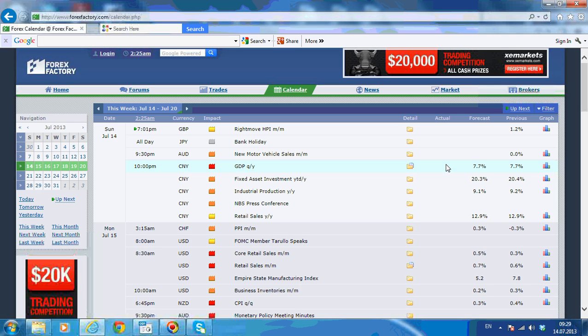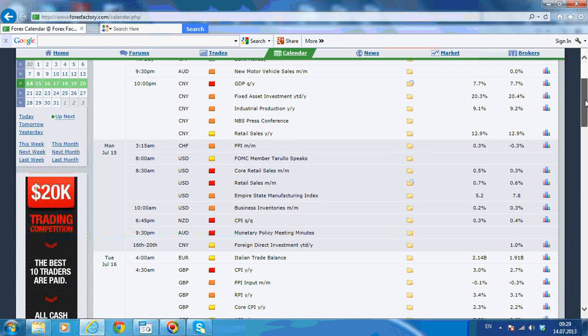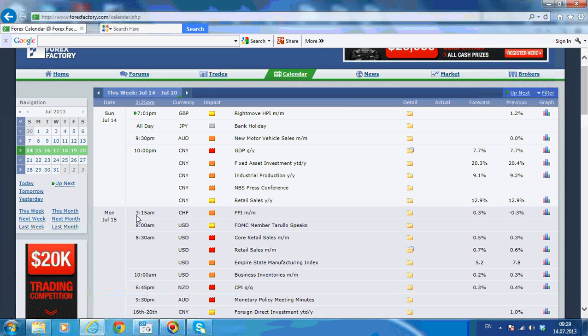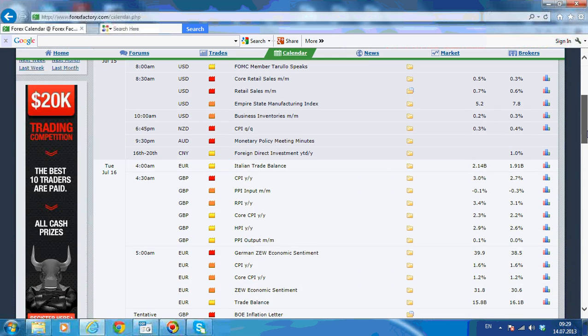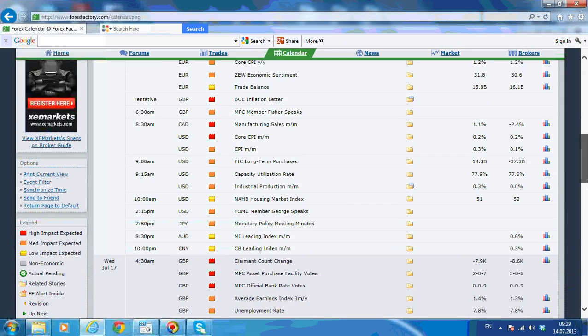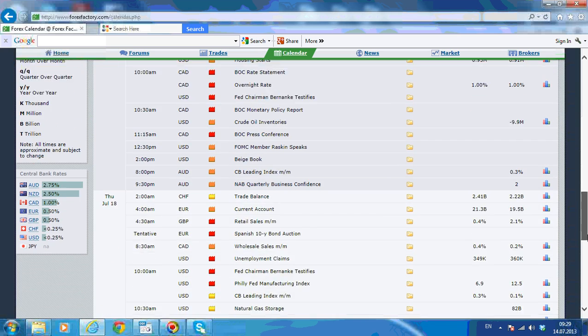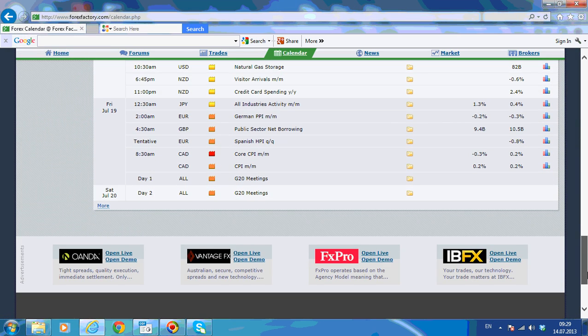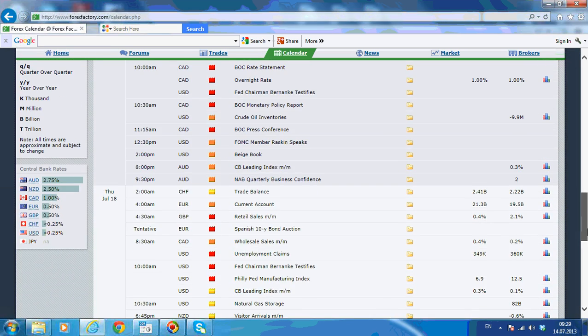And you can see this on a daily basis, on a weekly basis. This, for example, is for this week, starting from July the 14th, so basically from today until July the 20th. This is Sunday, then Monday, Tuesday, Wednesday, Thursday, and Friday. You will also have here on the left side of the screen the central banks.